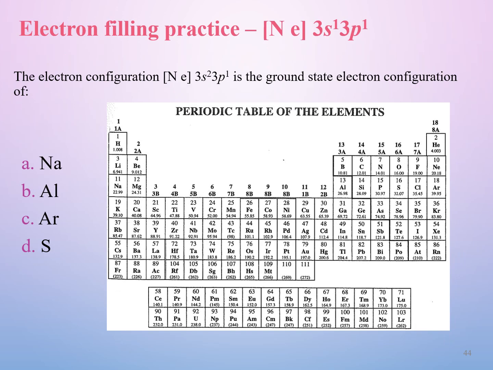So here's the question. Who has the ground state electron configuration of neon plus 3s2 and 3p1? So if it stopped at 3s2, it would have been magnesium, but because it went one more, 3p1, the answer is aluminum right there. And you guys could take your time and try to do sodium, argon, and sulfur too. It's good to practice.